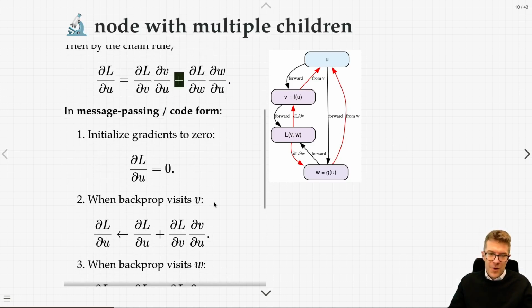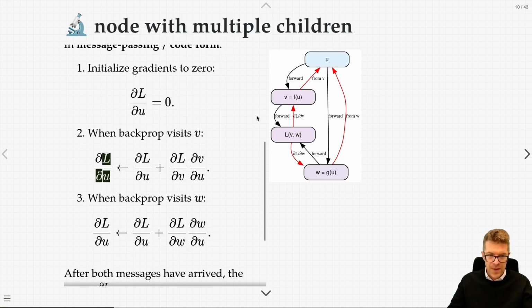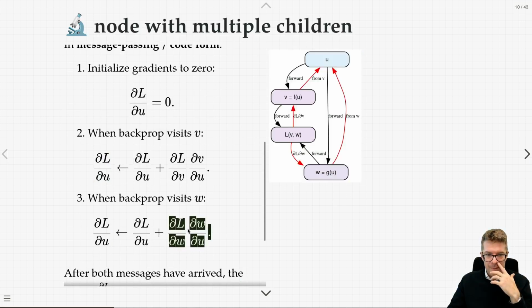So this is kind of code-ish. Initially, to figure out the derivative of L with regards to u, I can set it to 0. When backpropagation visits v, pushing the blame or these gradients backwards through the network, I have what I've accumulated so far, which might be 0 initially, and then I add the derivative of L with regards to v times the derivative of v with regards to u, and that adds to my running total of L with regards to u. And then when I visit w, I add its component to my running total.